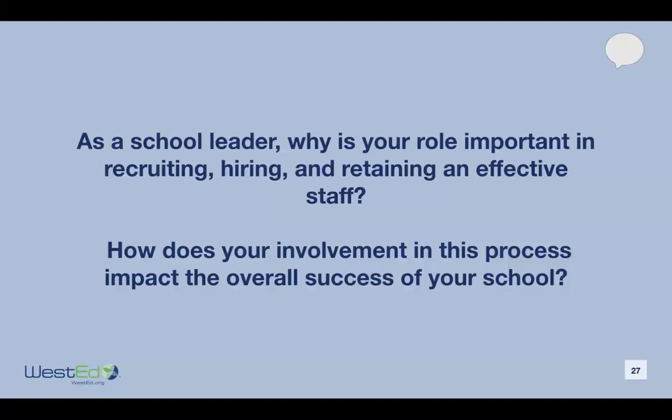Let's take a moment to consider the following question. As a school leader, why is your role important in recruiting, hiring, and retaining an effective staff? How does your involvement in this process impact the overall success of your school?